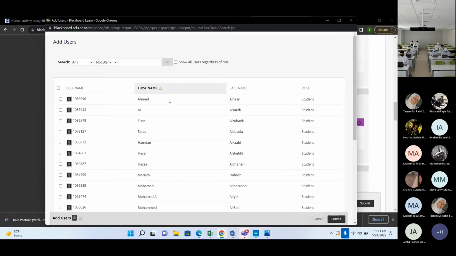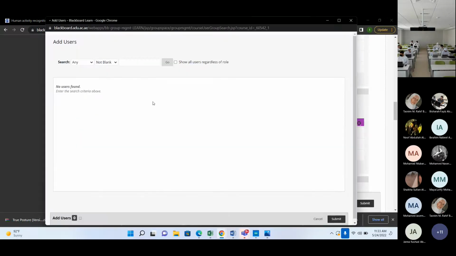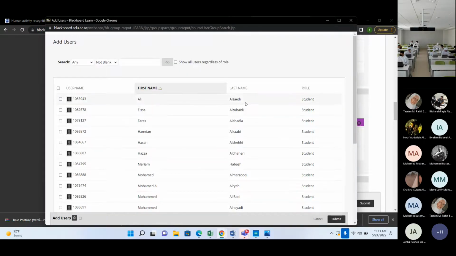Next we have Ali Al-Saidi. Do you know what's his major? Ahmed Al-Nasri, guys? He's computer engineering. Then I'll be adding him to Ahmed Al-Dahri. Okay, yeah. All right. Ali Al-Saidi. Are you here? Yeah, what's your major? Computer engineer as well. Do you have a group? No, he doesn't have a group. So you'll be added to them.